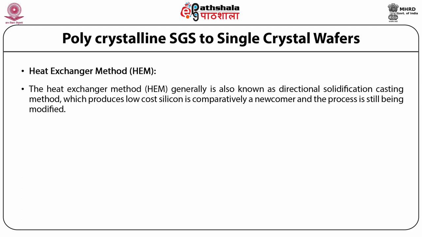In this method, the SGS is kept in a square quartz crucible placed in a constant temperature hot zone. The directional flow of heat from the hot ingot to the exterior is done by a gas-cooled heat exchanger base plate where the crucible is placed. A single silicon crystal seed is used for the crystal growth at the bottom of the crucible. A controlled heat transfer arrangement is made to avoid melting of the crystal seed, and a graded silica crucible is used to avoid heterogeneous nucleation at the crucible walls.